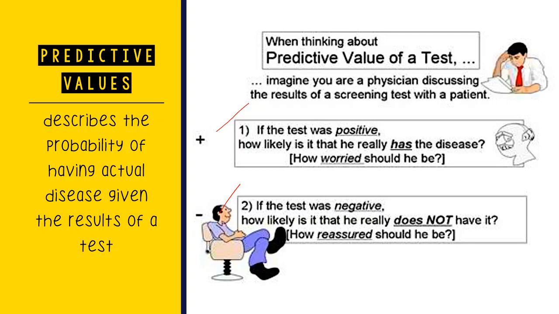Number one, if the test was positive, how likely is it that he really has the disease? Or, if the test was negative, how likely is it that he really does not have the disease? From the word itself, predictive, we try to predict whether a certain individual, if positive, has the disease, and if negative, does not have the disease.